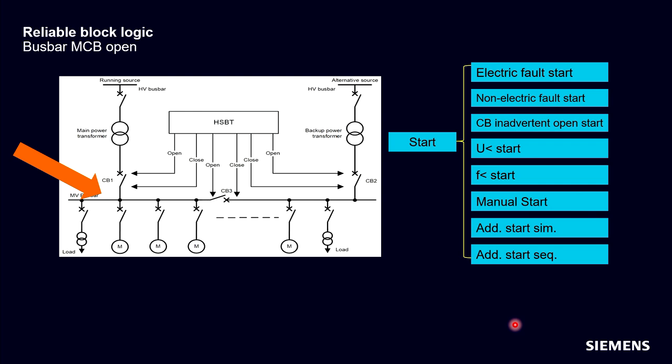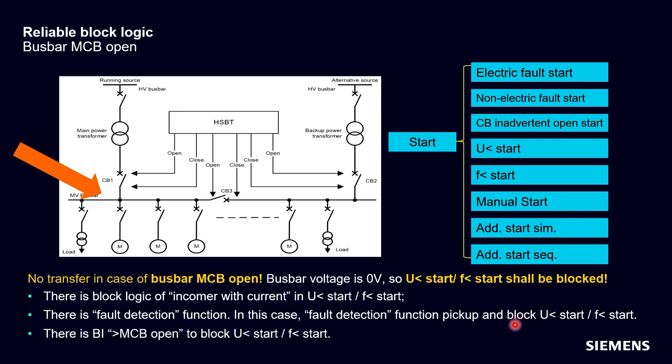Or the same example with the VT, the MCB is open. Therefore, we can use the binary input that the MCB is open, and this binary input or this signal will also block the under voltage or under frequency start. And this is also used in a fault detection, so that in the end the HSBT function does not transfer the load from one to the other side.